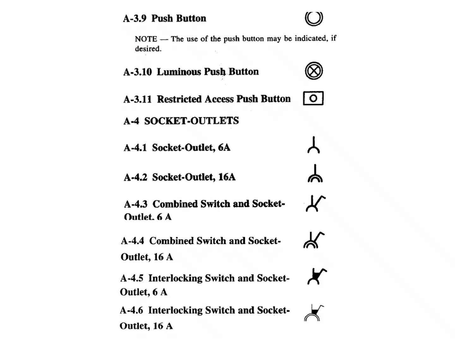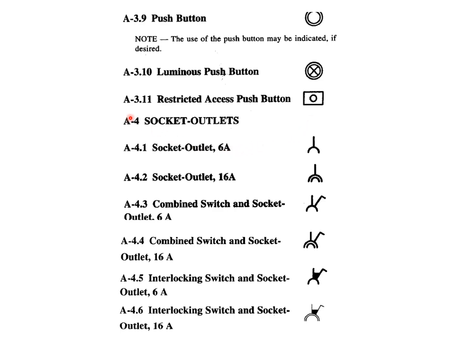Friends, a push button station is shown by two circles. A luminous push button is shown by two circles with the inner circle crossed. Restricted access push button is shown like this.